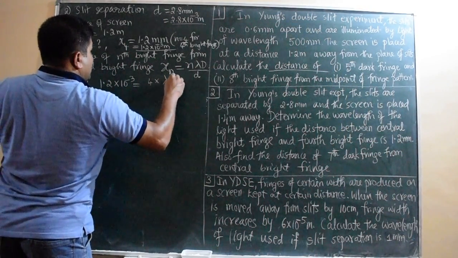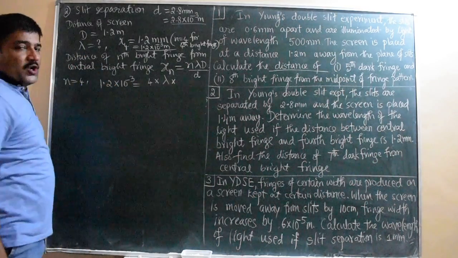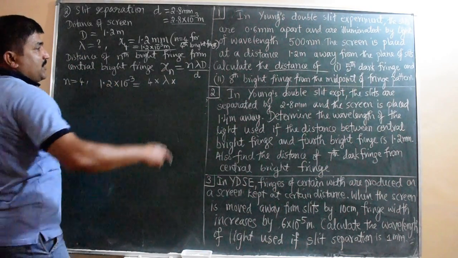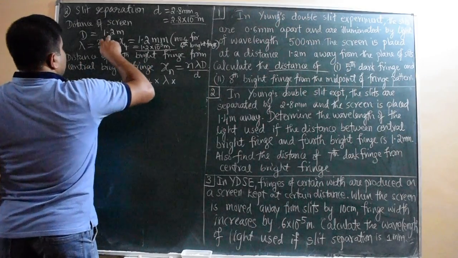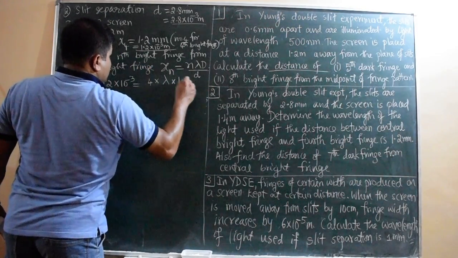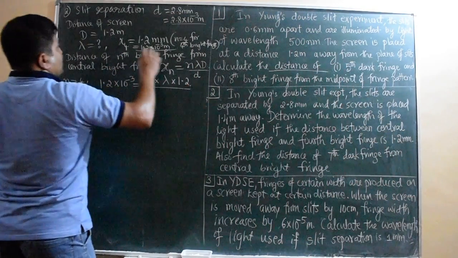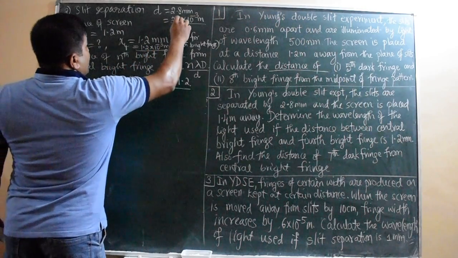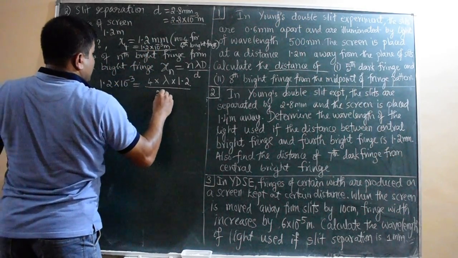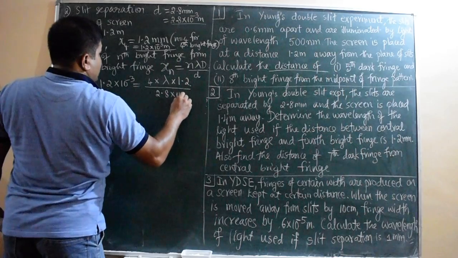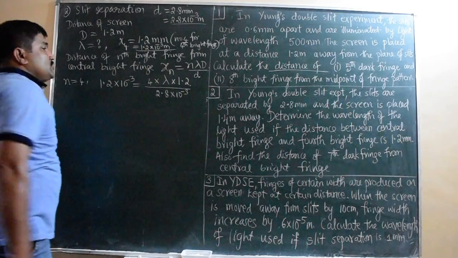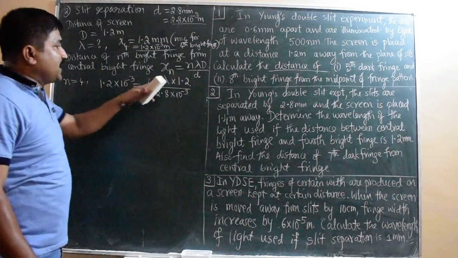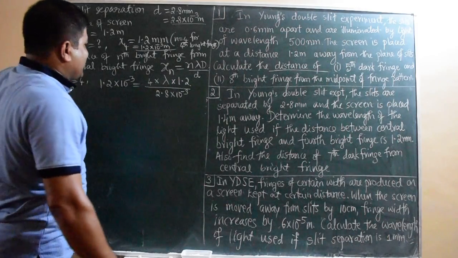Lambda we have to find out, so that means it is unknown, not given, and we have to find it out in the question. Then capital D value is 1.2 meter, so 1.2 divided by small d, the slit separation, which is 2.8 into 10 power minus 3. Now to get lambda, we have to shift everything to the other side.